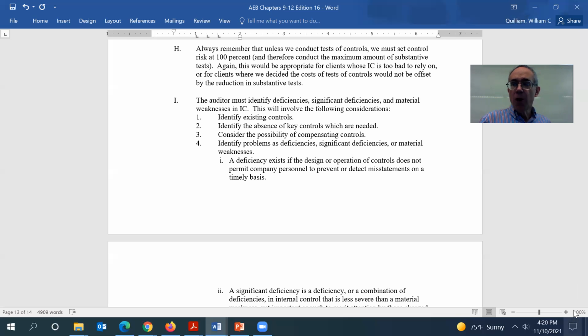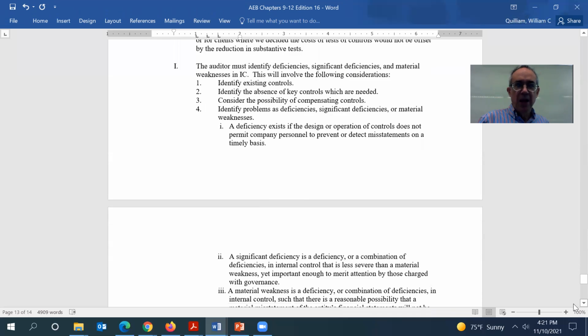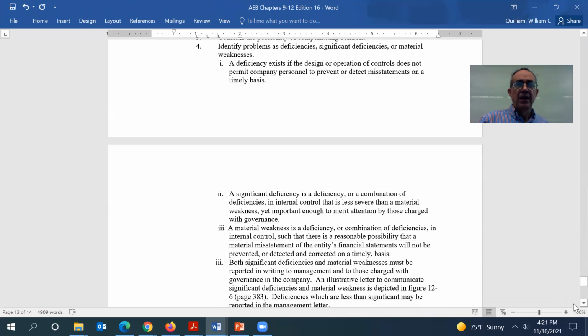Well, then, any problems we find with internal control, we're going to identify as deficiencies or significant deficiencies or material weaknesses. As you can guess, as we go along that sentence, things get worse. So let's see what these are. First of all, a deficiency exists if the design or operation of controls does not permit company personnel to prevent or detect misstatements on a timely basis. So a deficiency, it's a problem. But let's say that problem gets bigger.